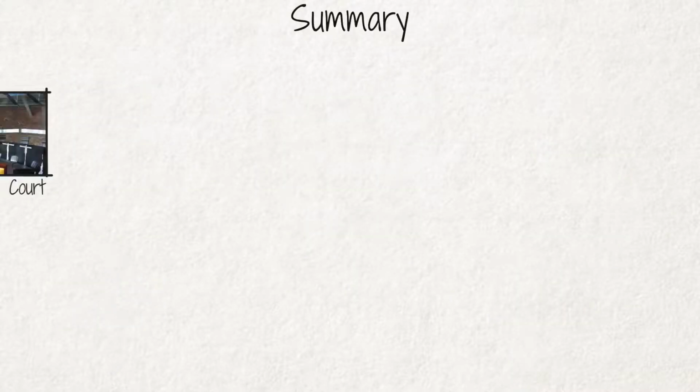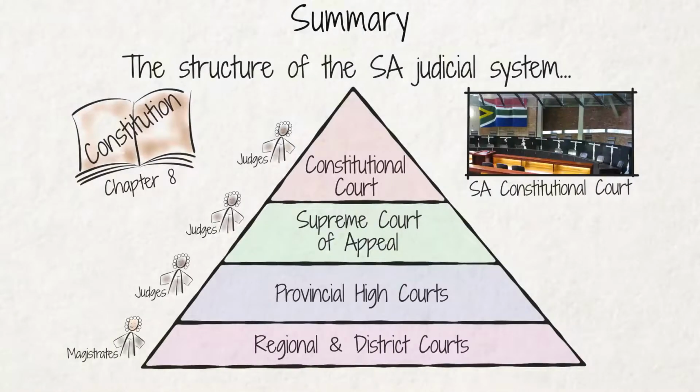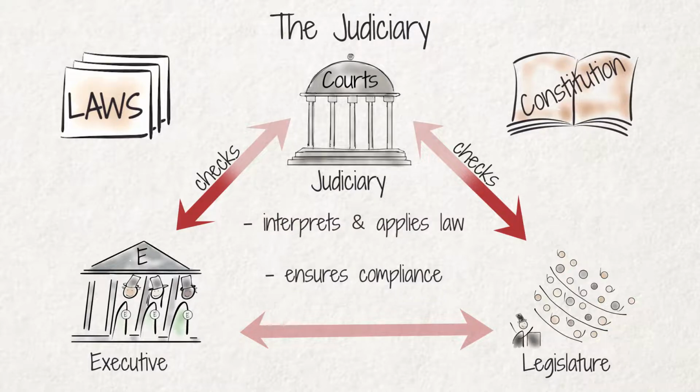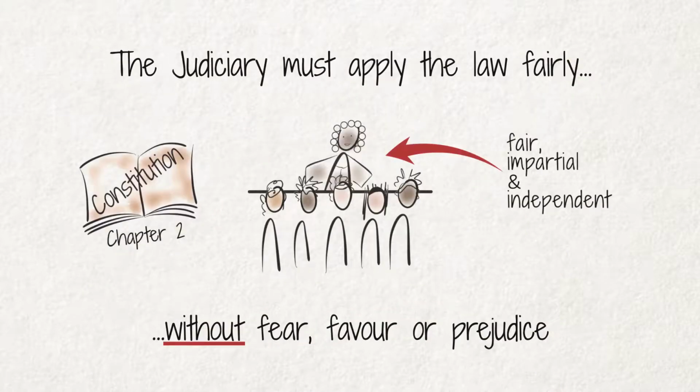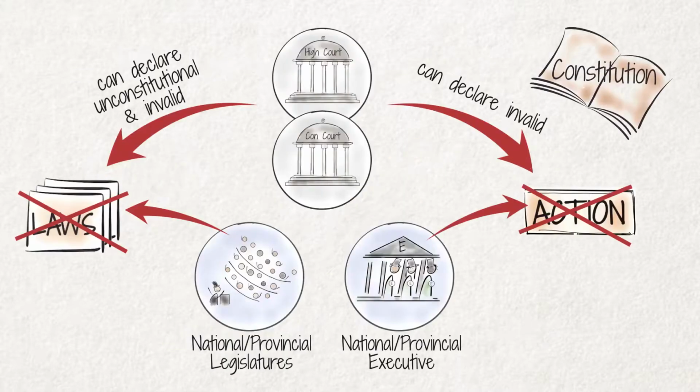Summary: the judiciary is composed of various courts within a democratic state, and the judges and magistrates who sit in the courts of South Africa. The judiciary does not introduce or pass any laws, but it is meant to interpret the law and apply the Constitution. The judiciary must apply the law fairly and without fear, favor, or prejudice to all disputes brought before it. It also interprets the Constitution and declares invalid any laws passed by the legislature or action taken by the executive that is in conflict with the Constitution.